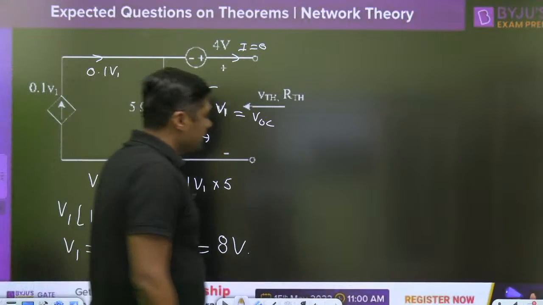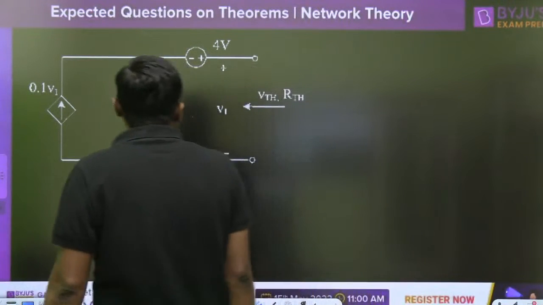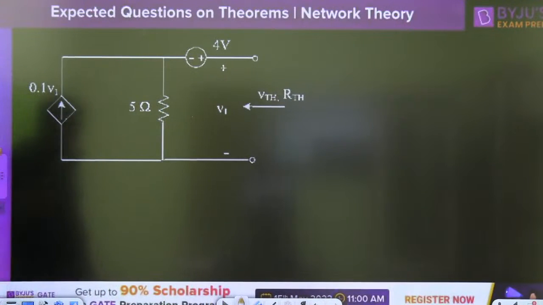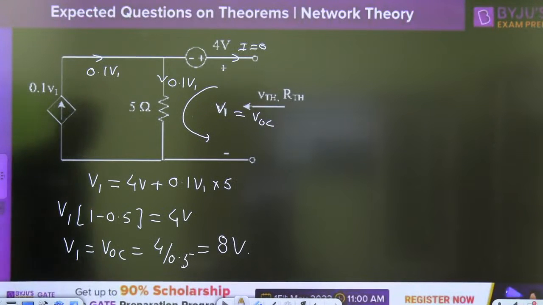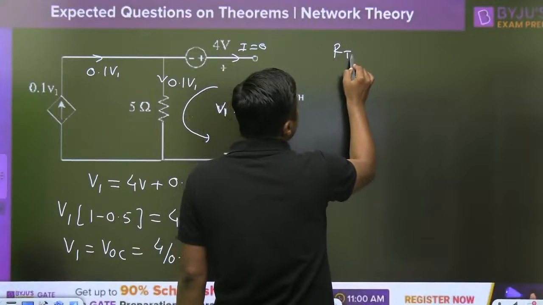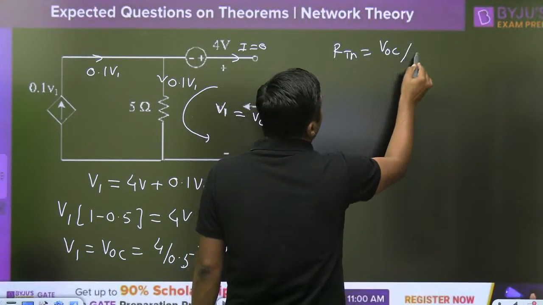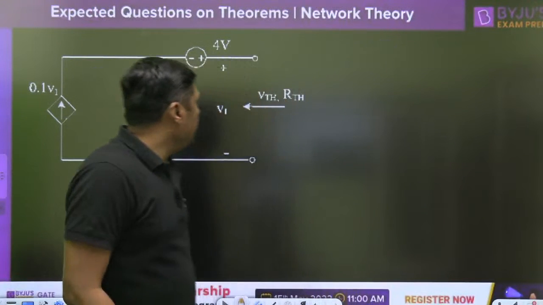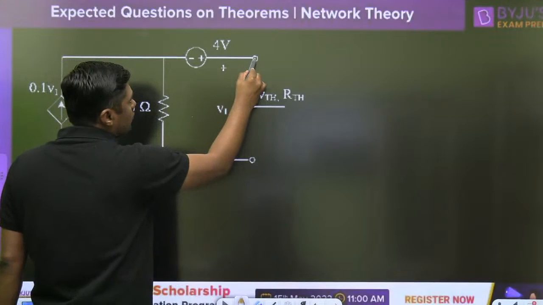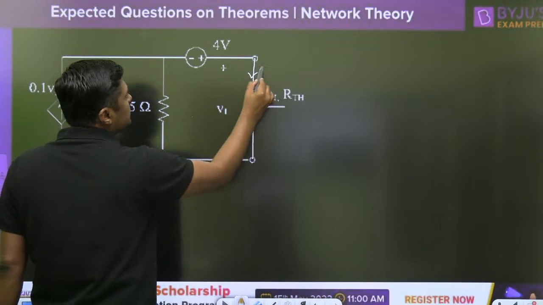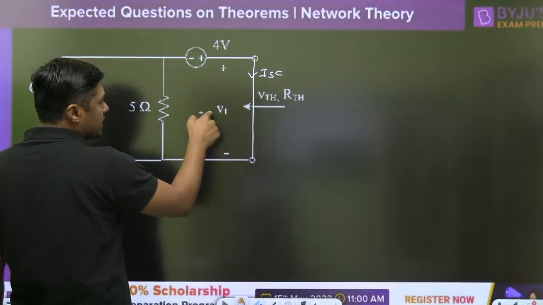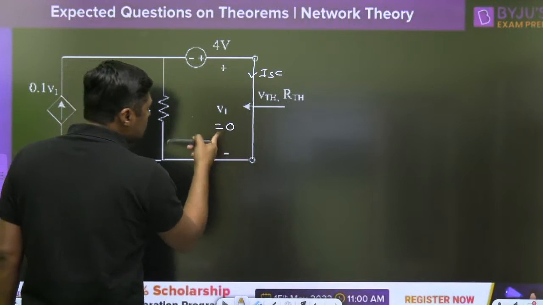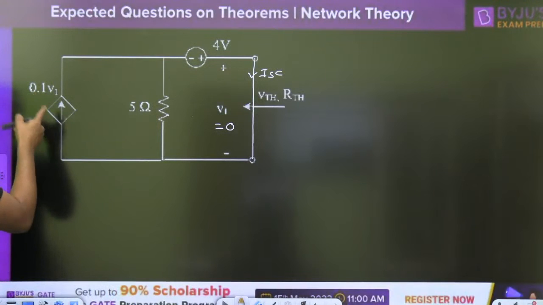How to find the RTH? Some students will connect a 1 volt battery, or already we have the VOC. Then what is the RTH? VOC upon ISC. Make it short circuit. Very simple calculation. When I am making it short circuit, you can find the ISC here. V1 will become 0. When this becomes 0, this current source will act as open circuit because this is 0.